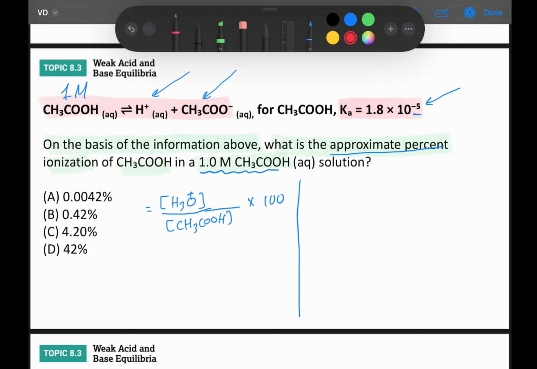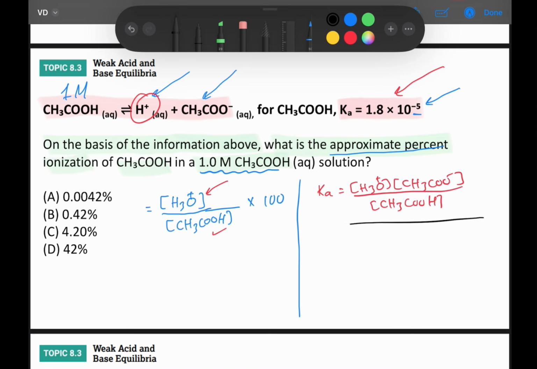I have the concentration of the original acid, but I don't have the concentration of hydronium ion. But we're given the value of Ka, so I can say the Ka expression represents the concentration of H3O plus, as we mentioned before in videos. H3O plus is the same as H positive. It's multiplied by the conjugate base, divided by the original molarity of CH3COOH. So I just want to use a beautiful RICE table right here.